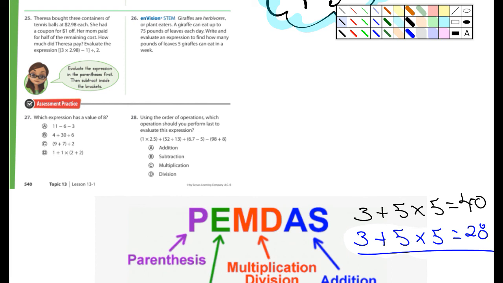27, you should be able to do right. Which expression has the value of 8? So then just go through each expression here and see which ones equal 8. Number 28, using order of operations, which operation should you perform last to evaluate this expression? So as we look at this one here, I see all kinds of parentheses, but which one do we do last?